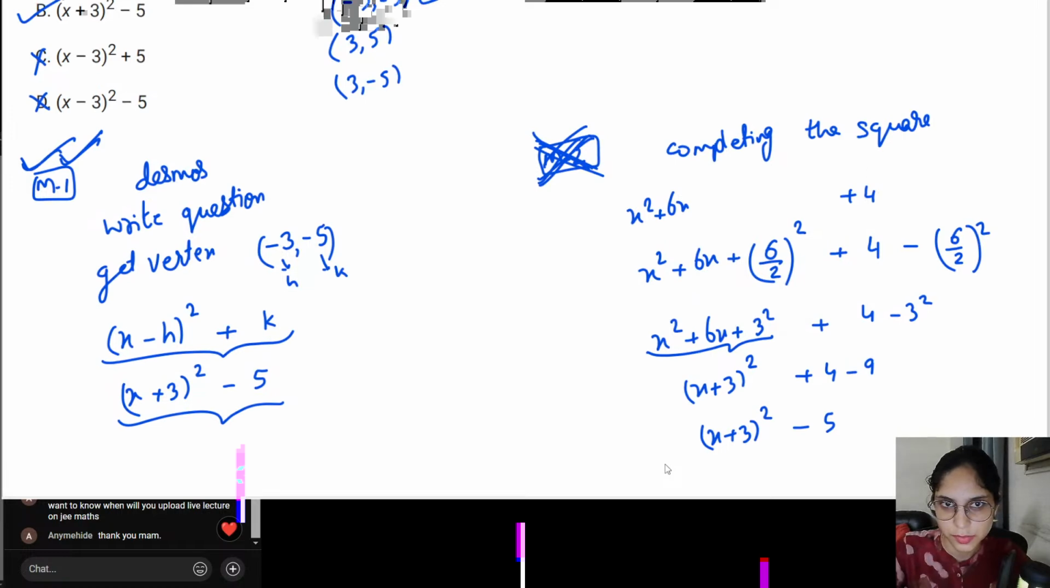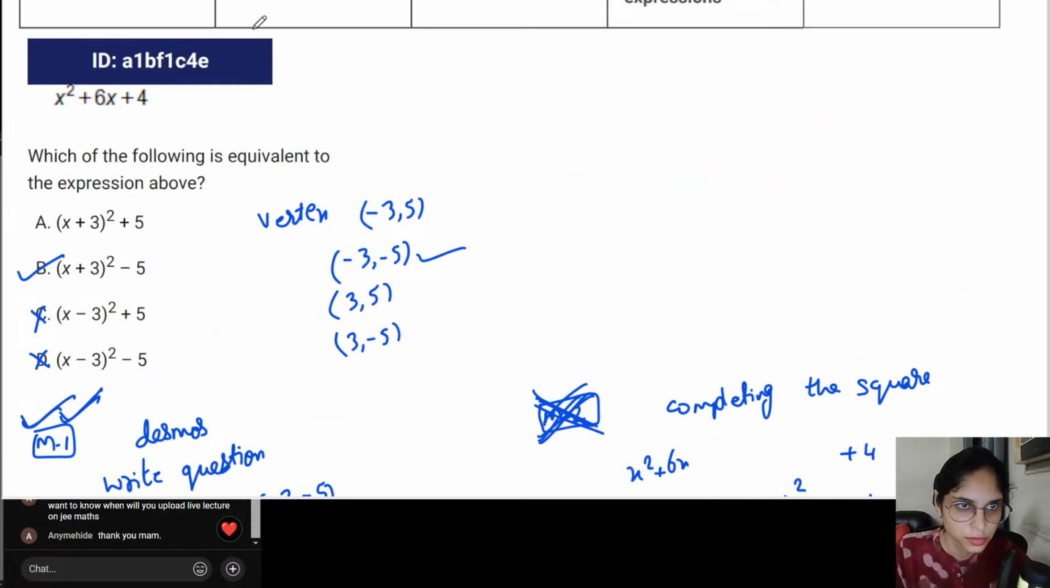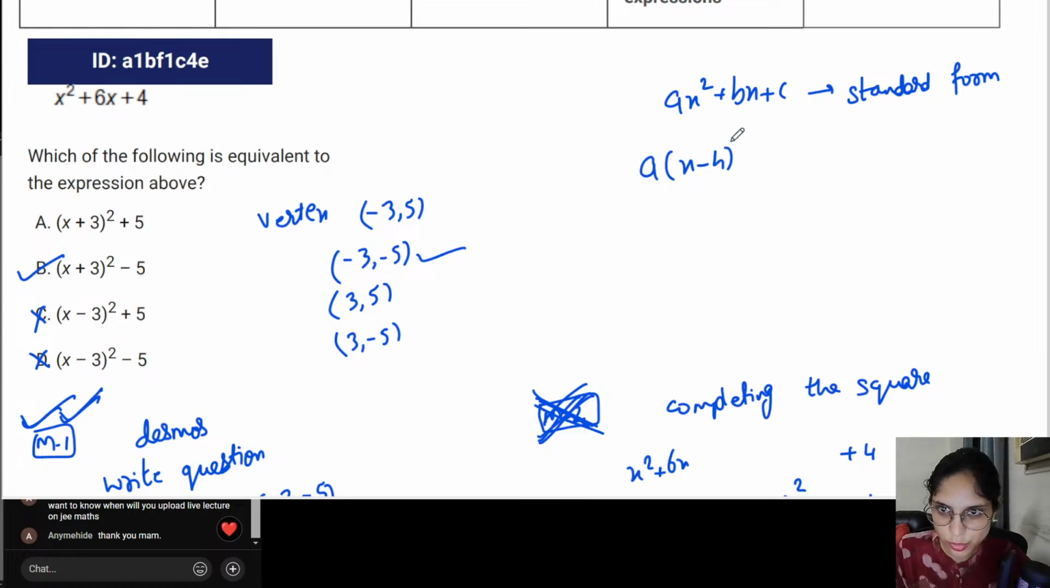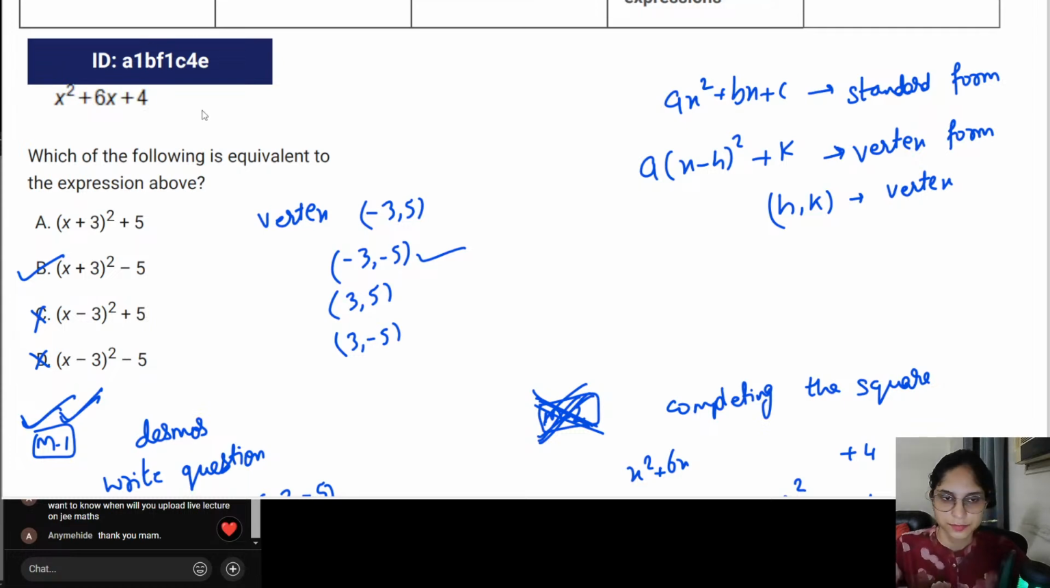30. So standard form is ax squared plus bx plus c. Your vertex form is a times x minus h whole squared plus k. H comma k is the vertex. That is it. So you just have to get the vertex for the question and then compare with the vertex of the options.